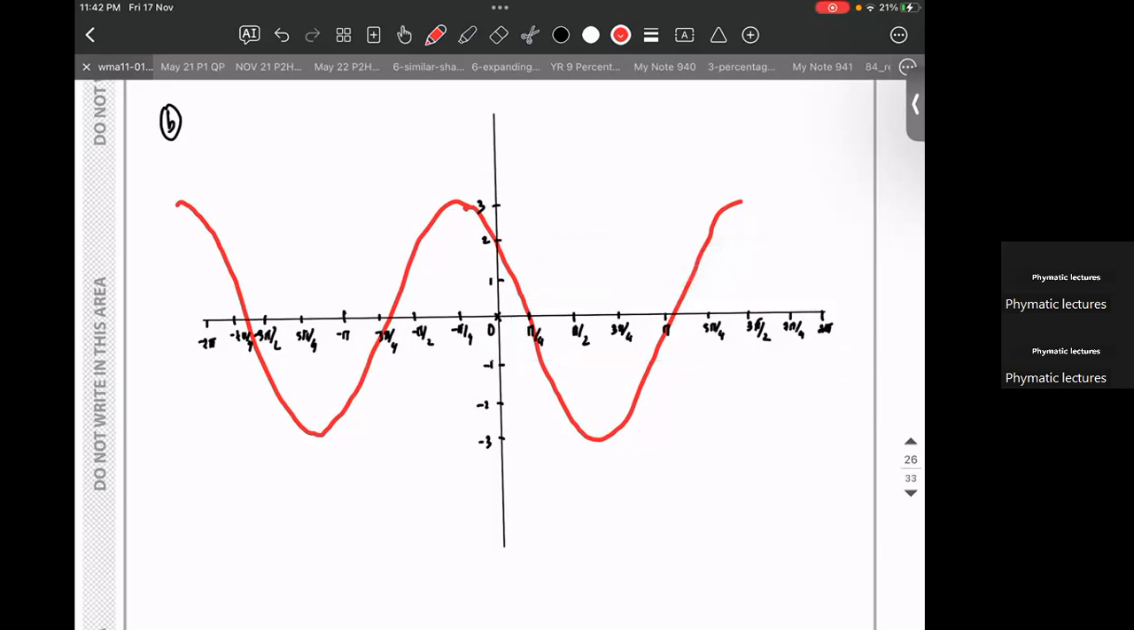Then after that, we need to draw the graph specifically from minus 2 pi to plus 2 pi. Correct? So we need to keep a dead end here. And here we need to draw the graph up to 2 pi.